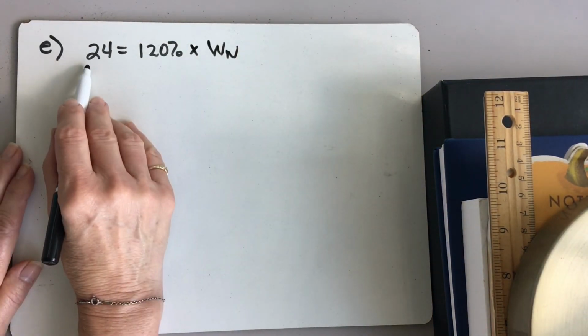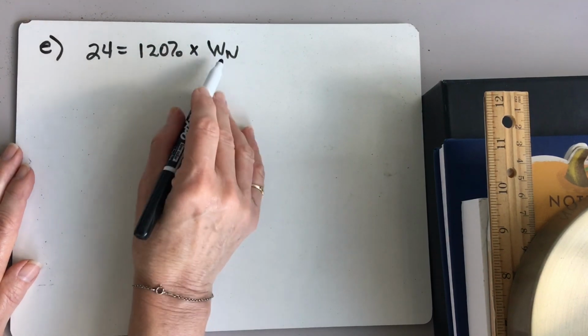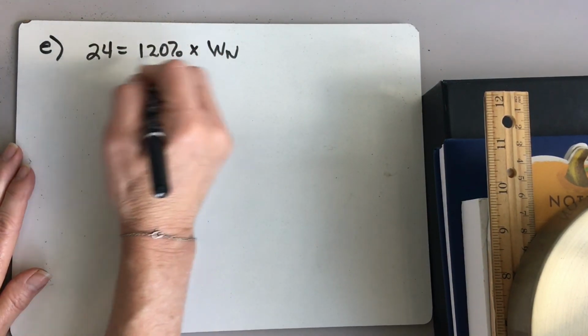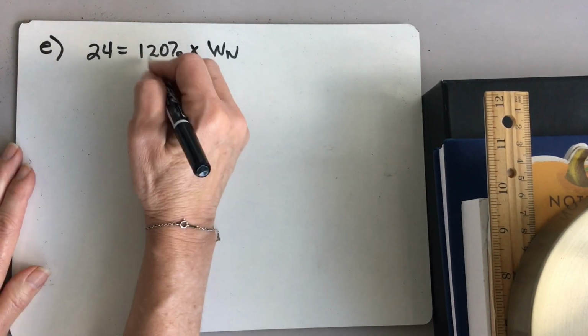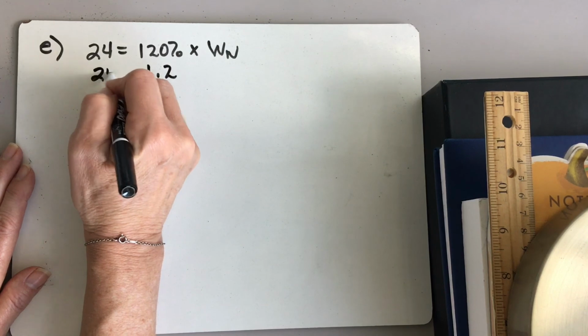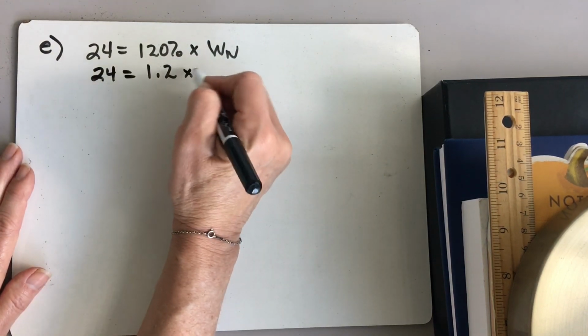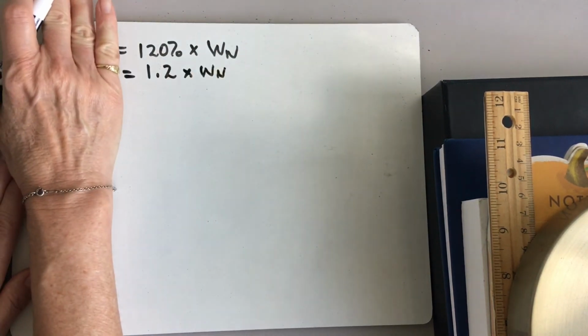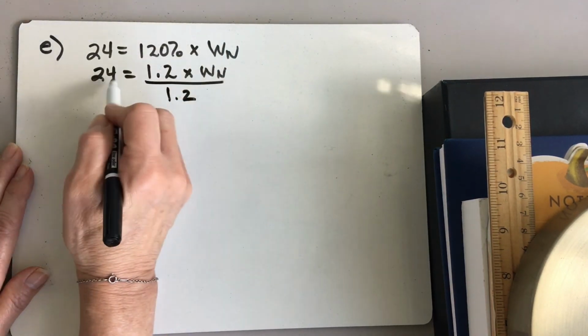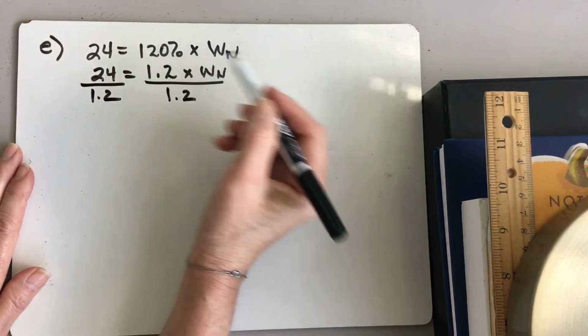Problem E, 24 is equal to 120% of what number? We're looking for that again. Remember that you need to change your percent into something that you can use. I'm going to change it into a decimal, 1.2. So 24 equals 1.2 times WN. I've got to get rid of the 1.2, so I'm going to divide by 1.2 on each side.